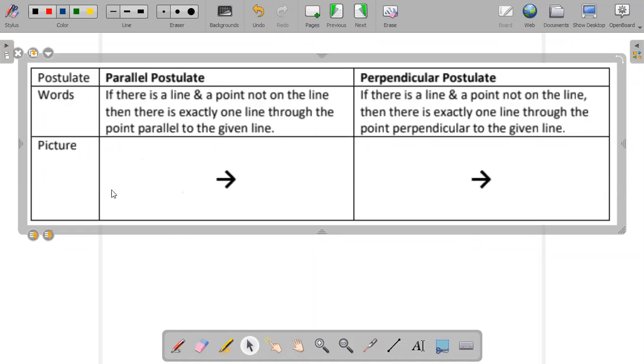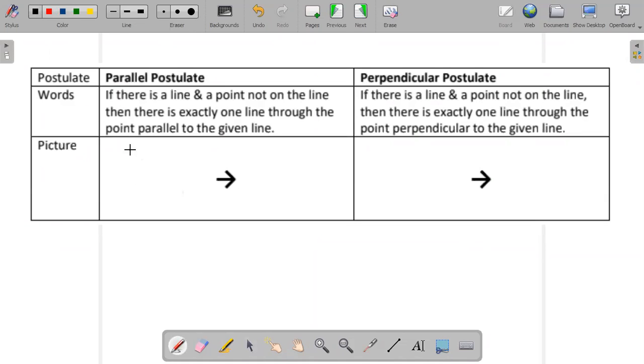So I'm going to draw that over here. If there's a line and a point not on the line. So that's what I drew, right? So I guess if you want to, you can think about it like this. If there is a line and a point not on the line, then there is exactly one line through the point parallel to the given line.